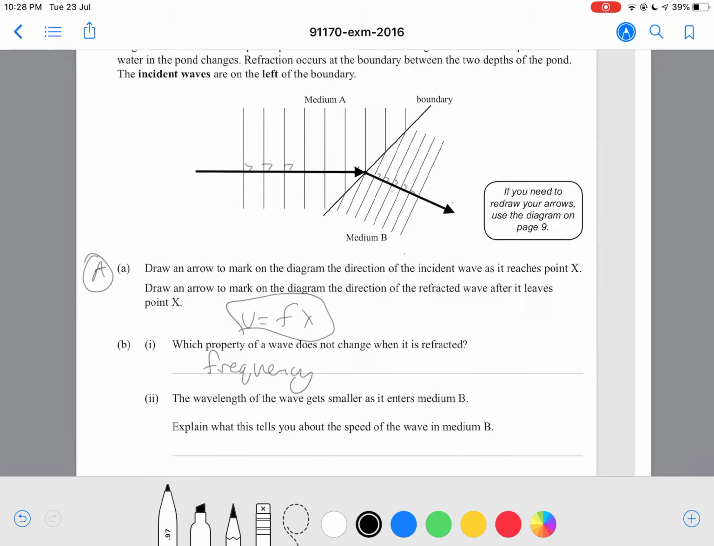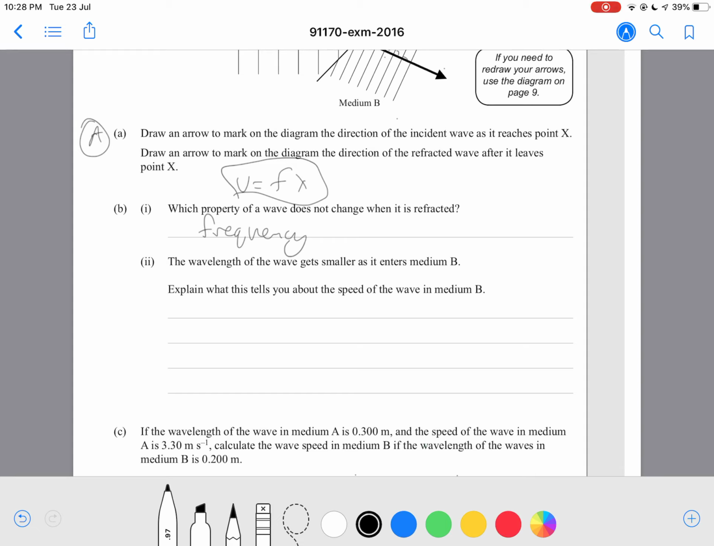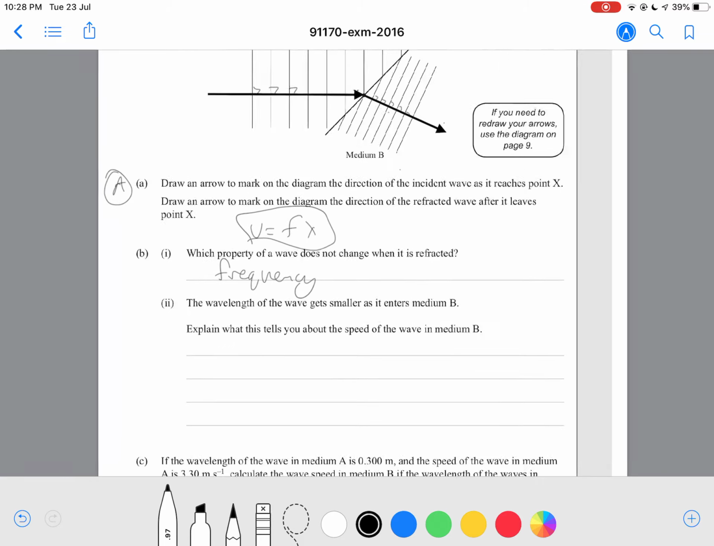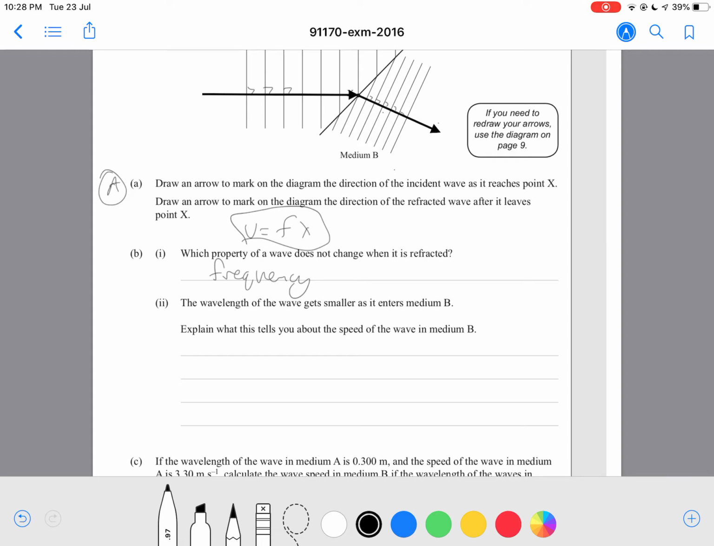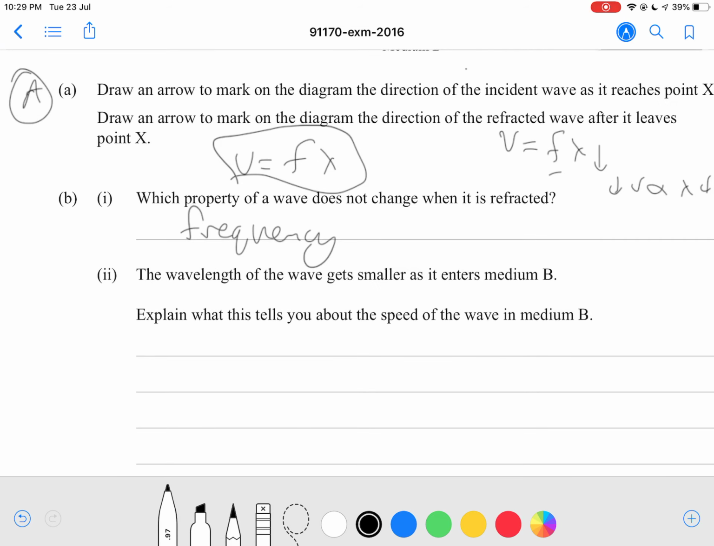The wavelength of the wave gets smaller as it enters medium B. Explain what this tells you about the speed of the wave in medium B. As you can see, the wavelength gets smaller in medium B. If we get our formula v equals f lambda, lambda has gone down, but frequency has stayed the same. So basically we can just say v is proportional to lambda. If lambda decreases, velocity must also decrease. So that's what this tells us about the speed.